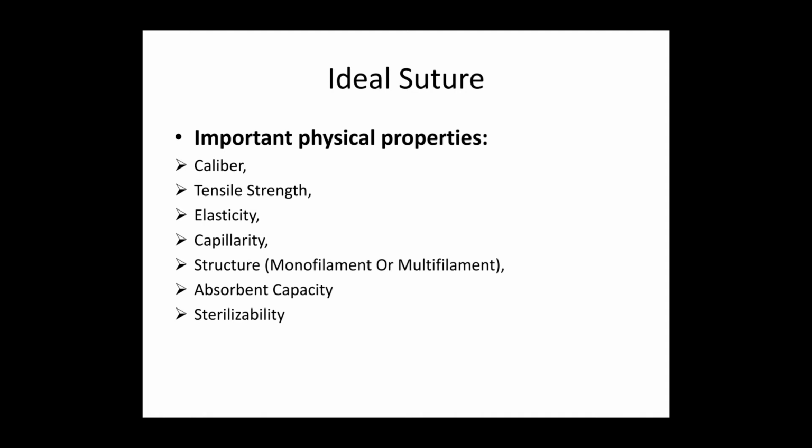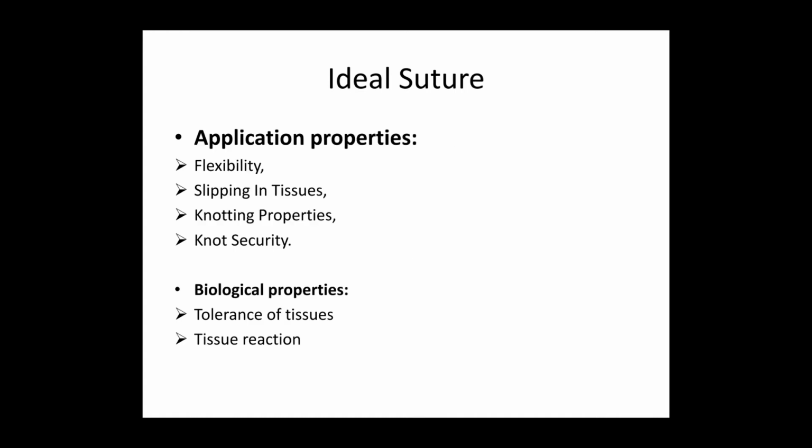The elasticity, the capillarity and the structure. The structure is very important, whether it is a monofilament or a multifilament. The structure is important to know whether the suture material can get infected or not. If there is an infected tissue, if you're planning for operation, preferably go for a monofilament suture. Multifilament sutures are better avoided because they have grooves, which will be a nidus for bacterial growth, and there are high chances the suture may give way over time. Absorbent capacity and the sterility, all these are the physical properties.